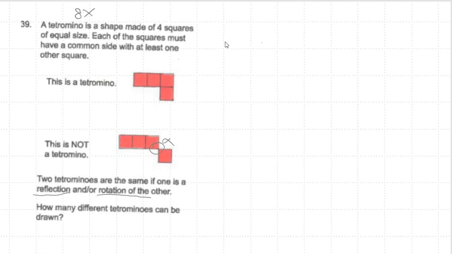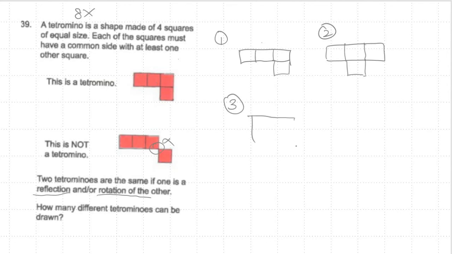Obviously, the first one will be this. What about the second one? The second one, I can actually shift this over, because if I shift this over, this box still has a common side with the other box. So this is my second one. And then my third one, I can put them all into a box, as long as they are all together with a common side. I have my fourth one, which is one straight line. I can have just one straight line.